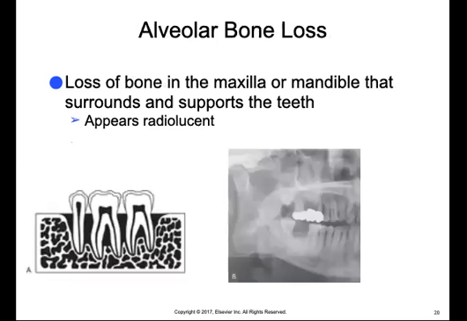Alveolar bone loss refers to the loss of maxillary or mandibular bone that surrounds and supports the teeth. Alveolar bone loss appears radiolucent and is seen not only in periodontal disease, but also with systemic diseases such as diabetes, histiocytosis X, and leukemia. Malignant neoplasms can also cause alveolar bone loss.